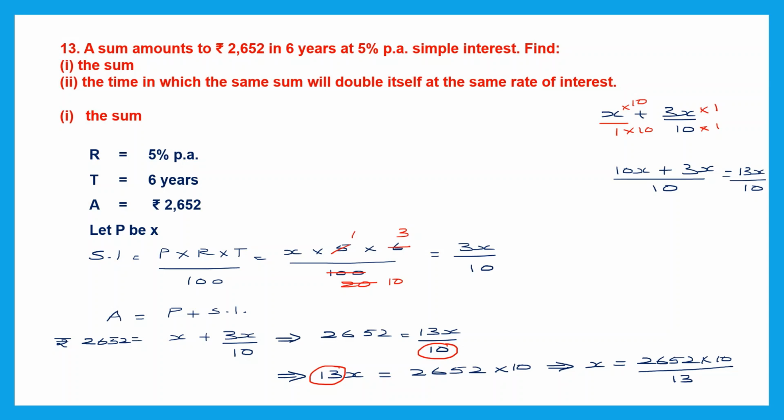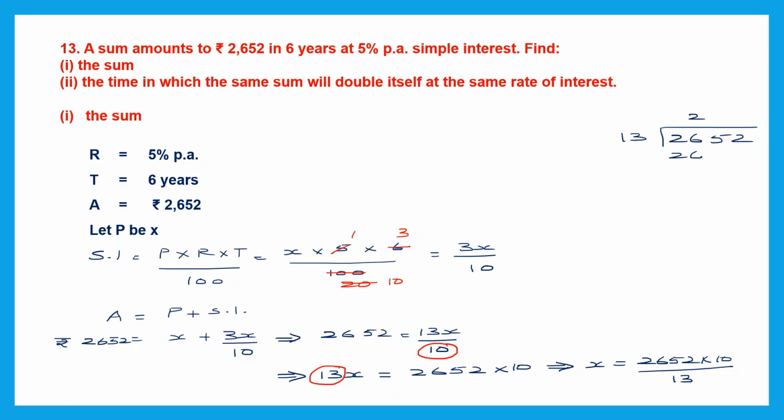Now let me see if I can cancel 2652 by 13. Let's divide that and see. 2652 divided by 13. 13 2s are 26, minus, I bring down 5, this is 0. Now I bring down 2, it's 52. 13 into 4 is 52. So we've got a remainder 0 here. That means I can cancel these two. I can say 13 ones are 13 and this is 204.